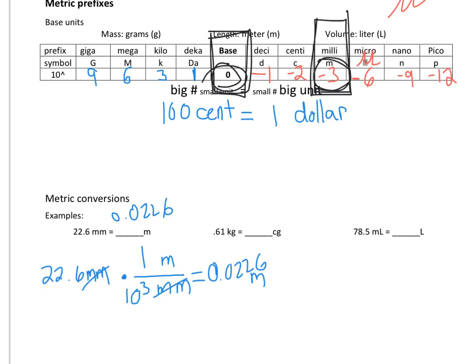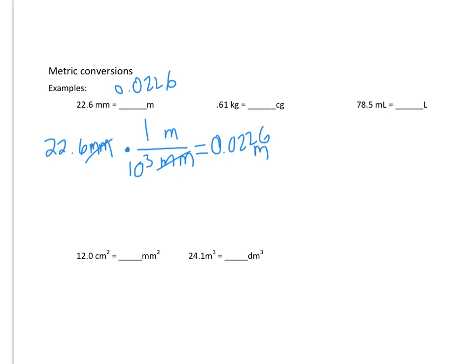Okay, let's try another one. The next one that I'll try is 0.61 kilograms. I want to convert that to centigrams. First step, I write down what I have: 0.61 kilograms. Then I start a conversion factor. On the bottom, I want the same units that I have here so they can cancel, so I'm going to put kilograms. On top, I want the units that I'm looking for, which are centigrams. Then I figure out which unit is larger.